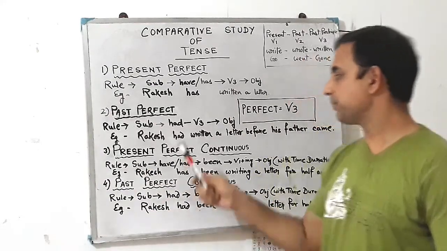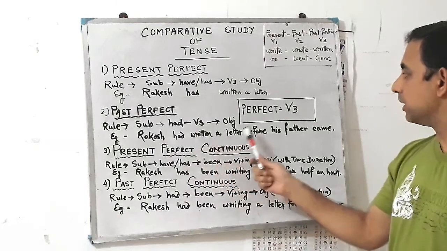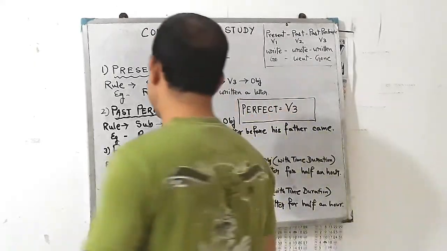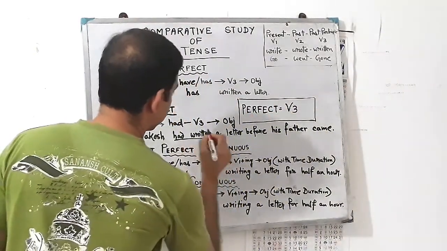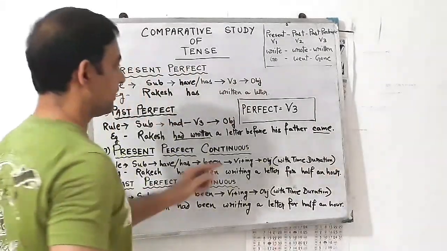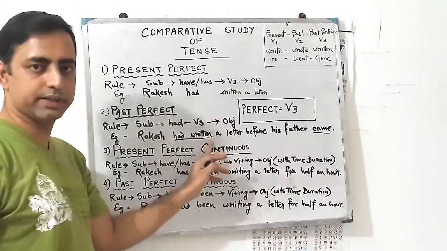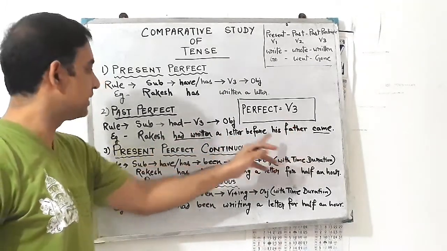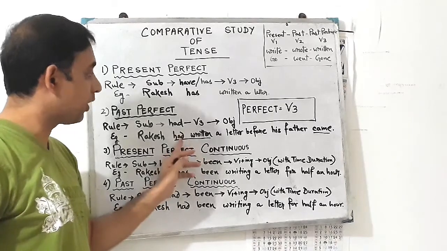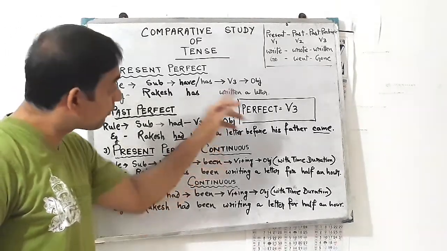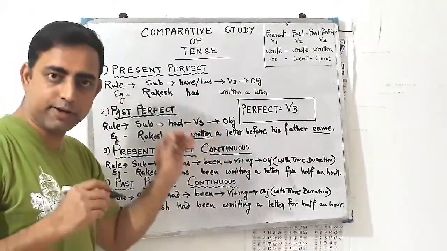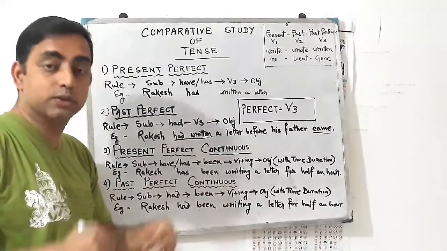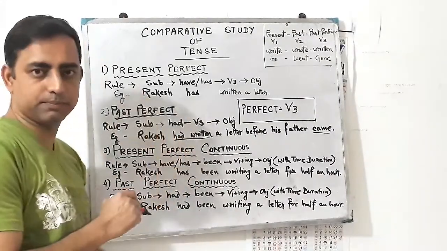For example, you see here, Rakesh had written a letter before his father came. Now herein lie two actions, that is had written and came, the coming of his father and the writing of the letter. Rakesh had written a letter before his father came. That means Rakesh had already written the letter before his father's arrival. At first Rakesh had written a letter, then his father came. So the earlier action should be written in past perfect tense.